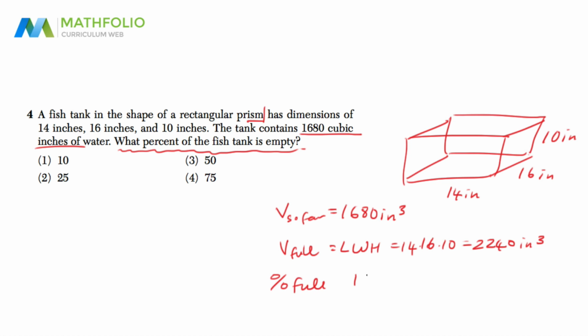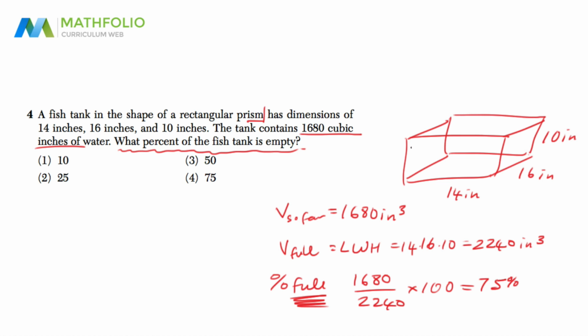So we're going to do that by doing 1680 divided by 2240 and then times by 100. Now we must remember this is the volume when full. So 1680 divided by 2240, and I'm going to press equals on that and then times by 100. So that gives me a volume full of 75%. But hold your horses, we don't want to bubble in number 4 because that's a volume full.